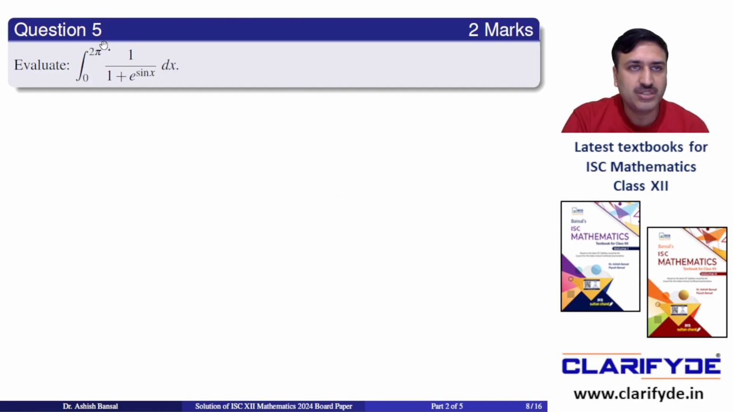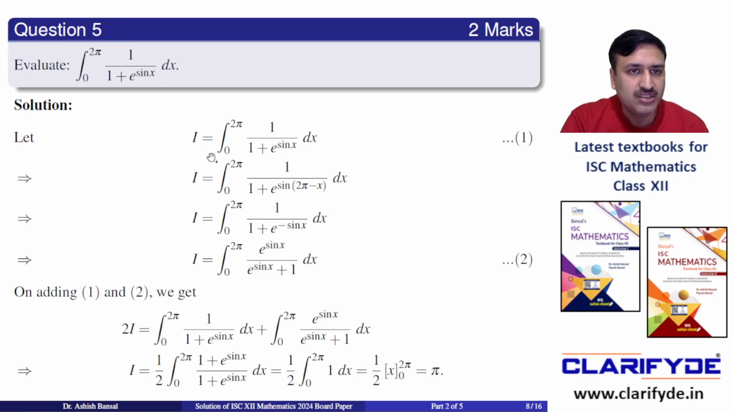Moving to the next question, number 5. It is a 2-mark question. We have to evaluate this definite integral. Let I equal the given integral. Let us now use a property of the definite integral, that integral a to b f(x) dx equals integral a to b f(a plus b minus x), so 0 plus 2 pi minus x. So we replace x by 2 pi minus x.